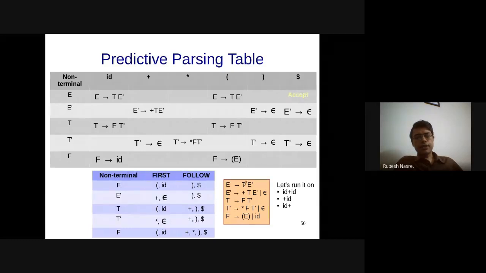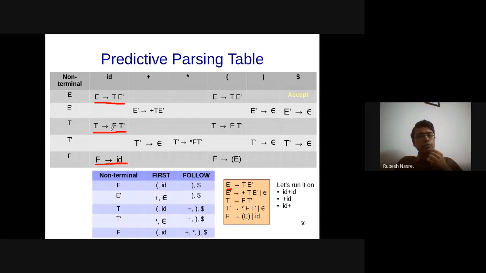It starts with capital E, and on E, on id, it tries to apply this rule, E deriving TE prime. At this stage it has not consumed the input, and therefore the input still contains id. From here it tries to descend into T, and since the input is still id, it applies T arrow FT prime. From here it applies F deriving id. This consumes the input.